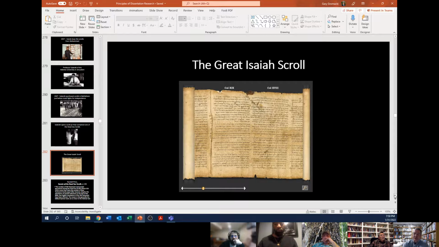So you can go to the website. I've given you the link to see the Great Isaiah Scroll for yourself. You can compare. That would be an interesting study, to compare the Isaiah Scroll with our modern Hebrew Bible or with the Aleppo Codex, just to see: are there any textual issues? So doing those types of comparative studies.